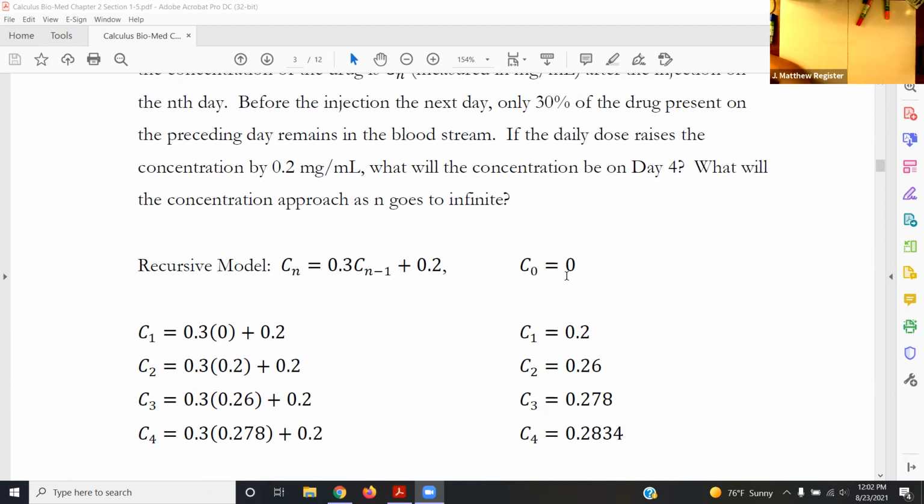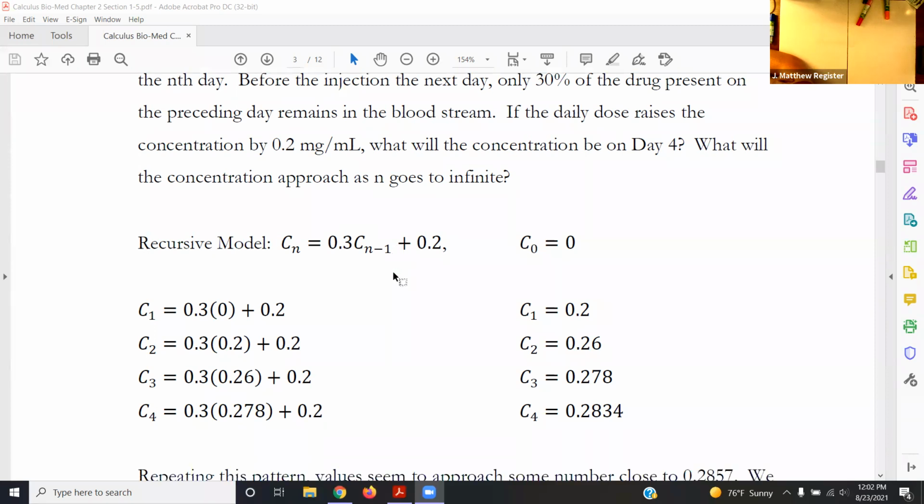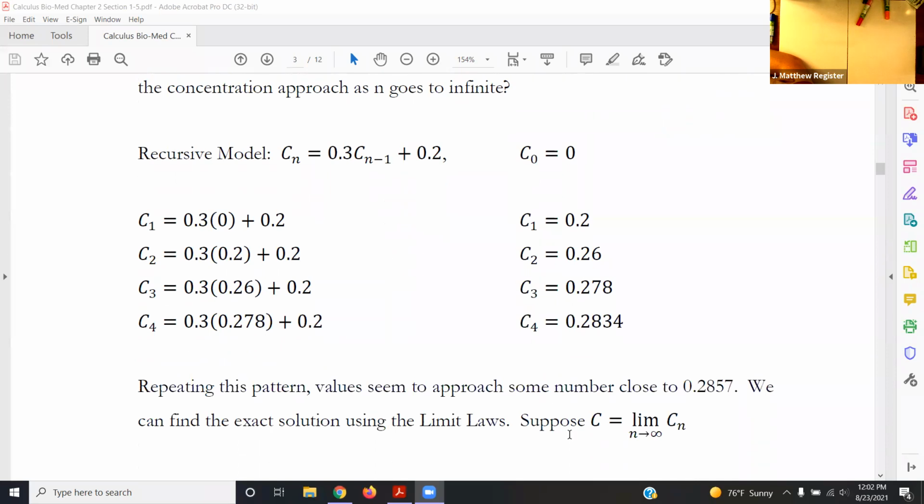And looking at it, it doesn't look like it's getting that large. Now, if you think about it, if your body is processing this amount, it's not going to go to infinity, because if it did, that would mean you would have an infinite amount of a fluid in your body, and that's not really possible. The trick for this, to figure out the long-term behavior, is to suppose that this C sub n and C sub n minus 1 end up approaching the same value, which I just call C here. So suppose that C is equal to the limit as n goes to infinity of C sub n.